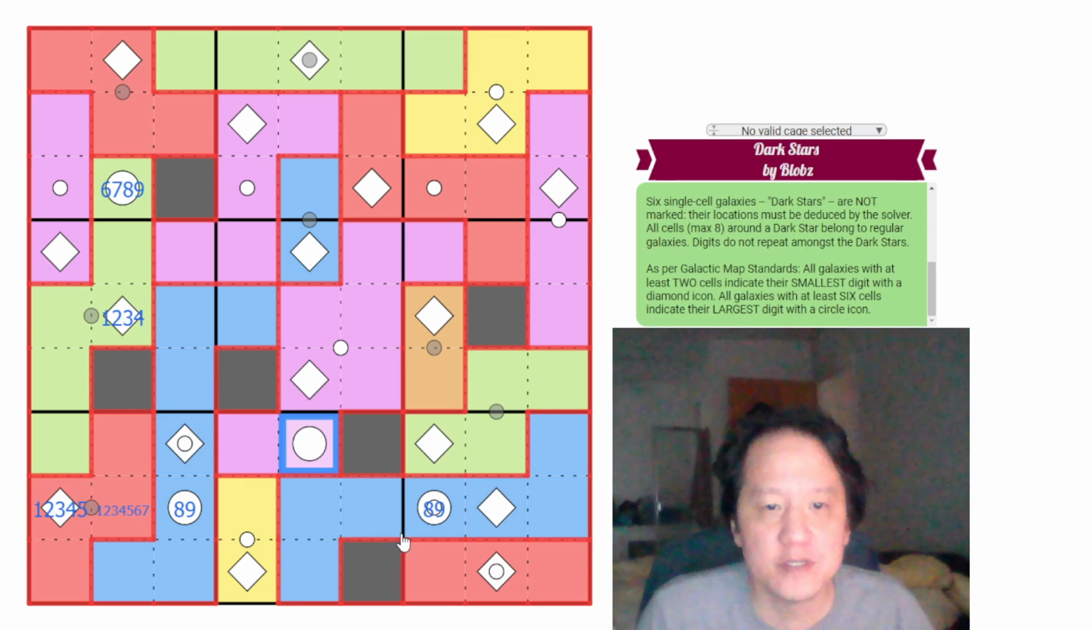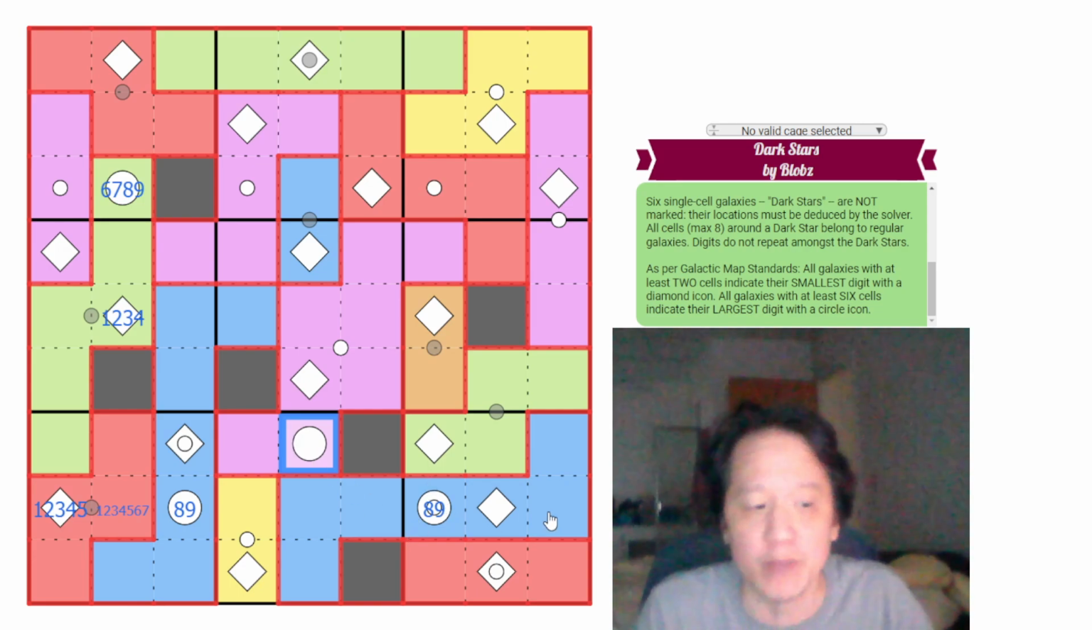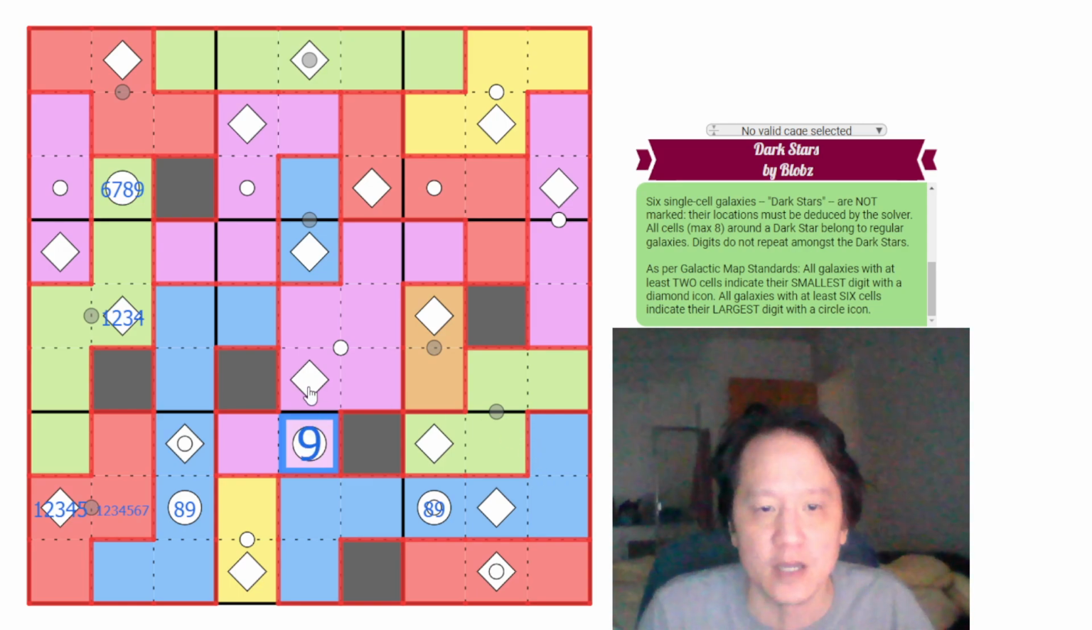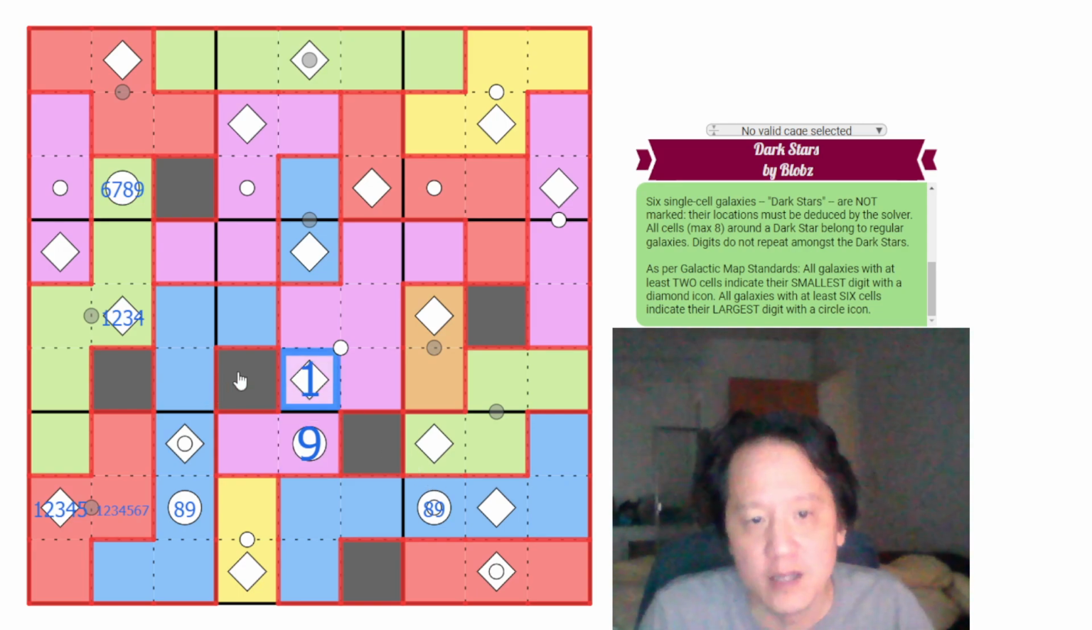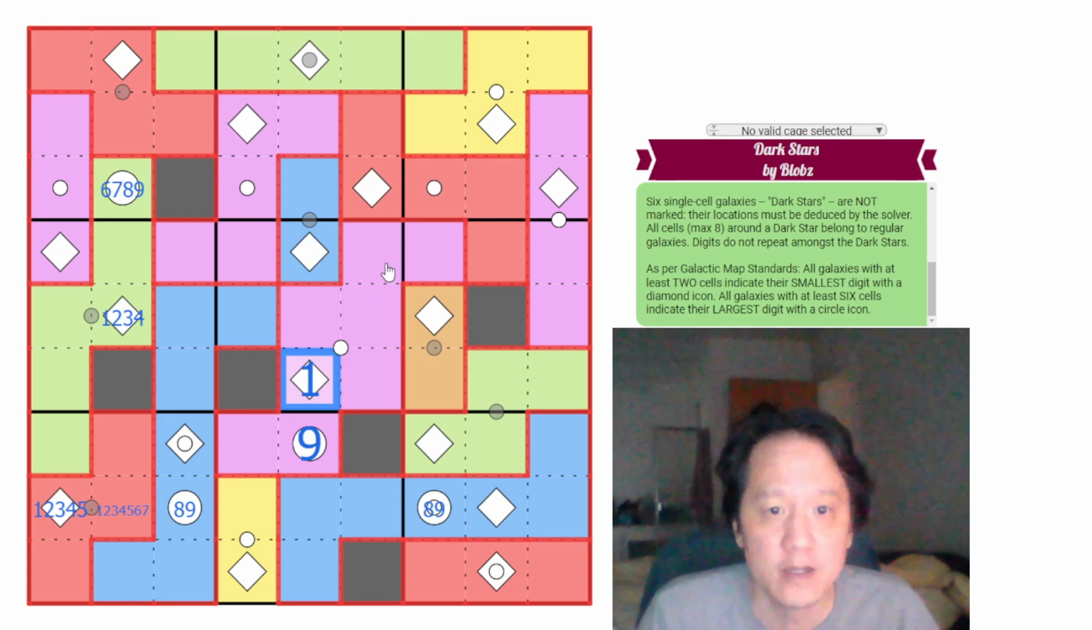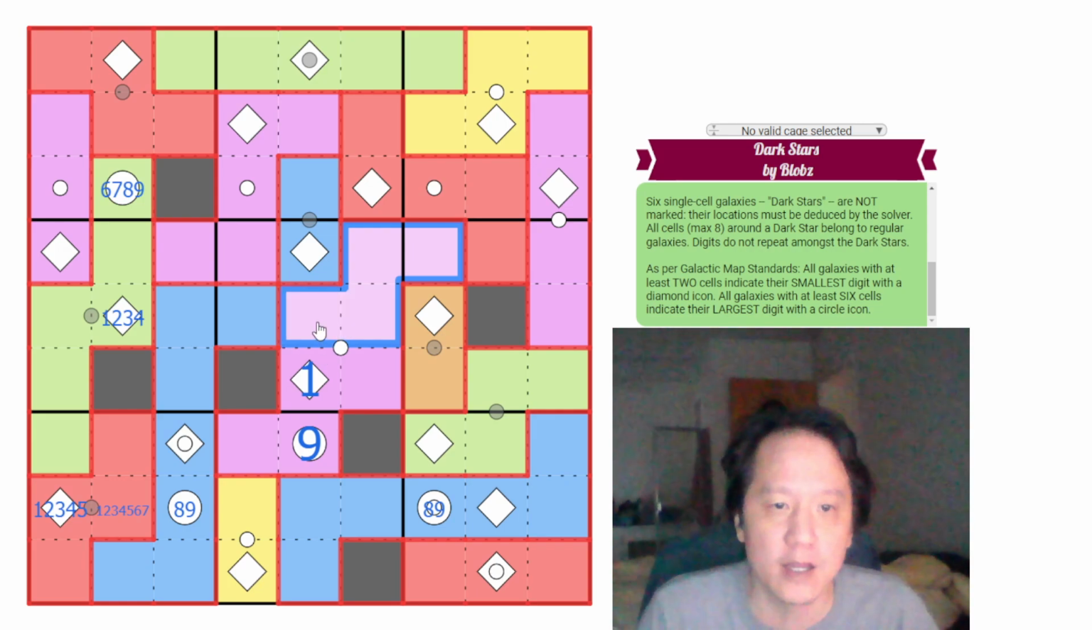Okay, this has to be a 9 because it's an 8-cell galaxy, but it's not a Renban, which means it's not continuous. So if it were 8, that would mean it would be continuous from 1 through 8. So this has to be a 9, and this has to be a 1 because, again, if it were 2, that would be continuous from 2 through 9. And that's not possible because it's not a Renban galaxy. It's just a normal galaxy.